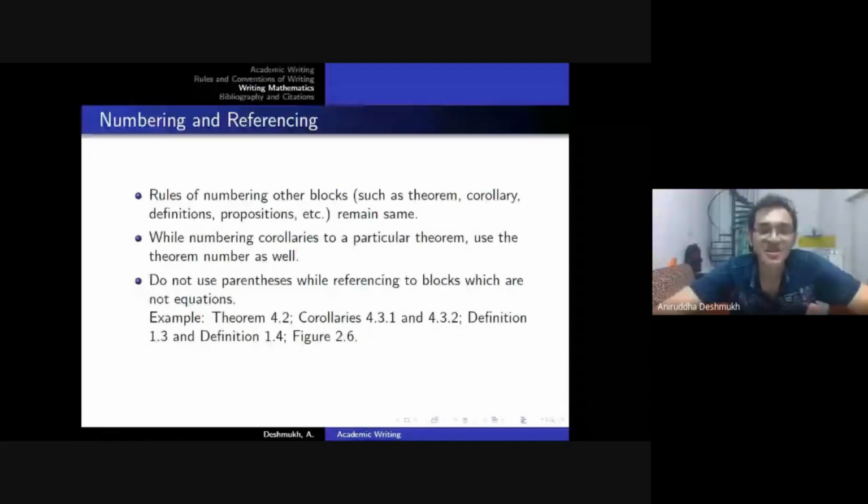Many of us have a habit of writing remarks and notes, but depending on what you feel, they may or may not be numbered. But remember that you should be consistent in numbering and referencing them.